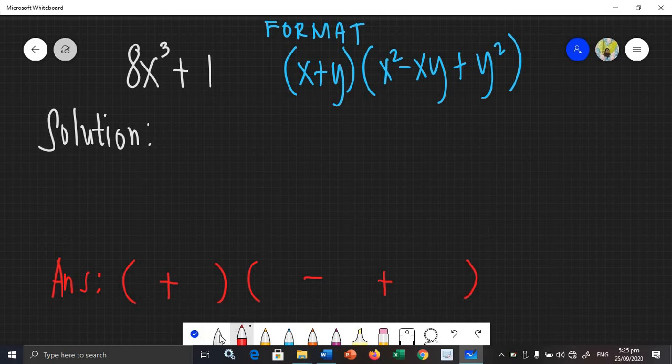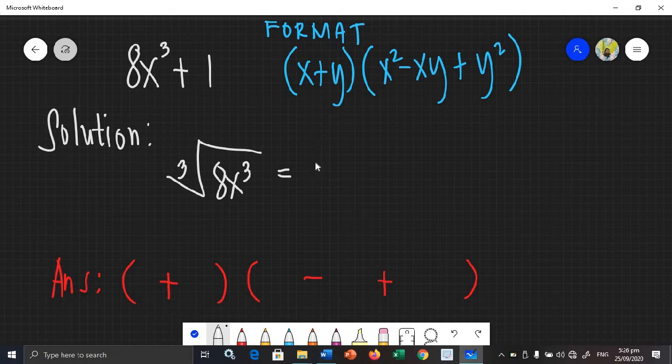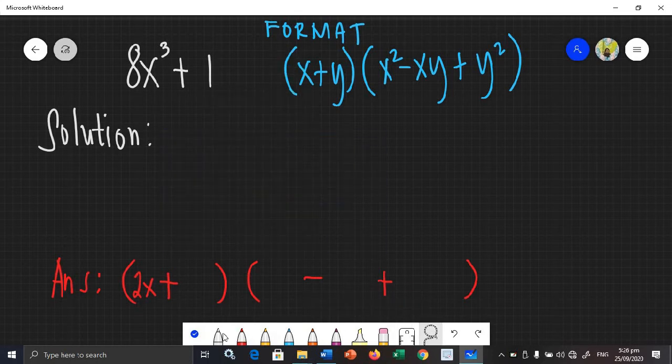Okay? Now here, paano natin masosolve itong terms muna sa binomial? So we will refer to the given. So we will be getting the cube root of the given. So we will be getting the cube root of 8x cubed, which is the cube root of 8, that is 2 here. Okay? Or pwede kayong gumamit ng calculators if you want. And then cube root of x cubed, that is x. So the first term here in your binomial is 2x. How about the second term in the binomial?